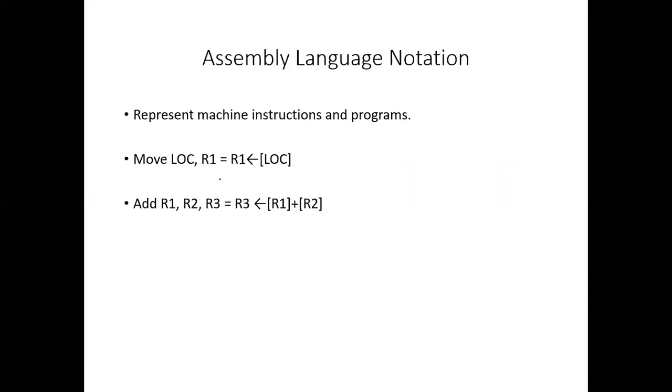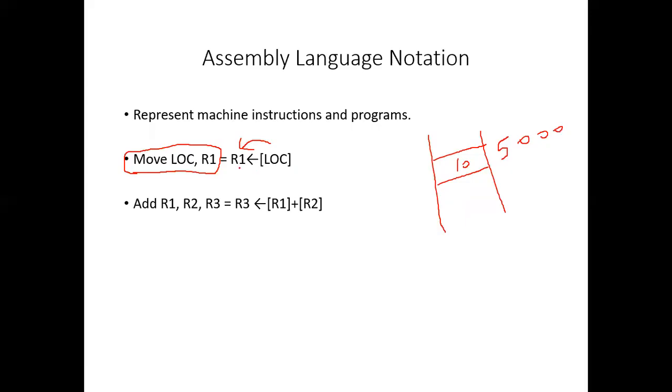Say, for example, there is an instruction like this: move LOC comma R1. What does it mean? It means move the content of that particular memory location to R1. If LOC is 5000, and this memory location 5000 contains 10, it will move 10 to R1.